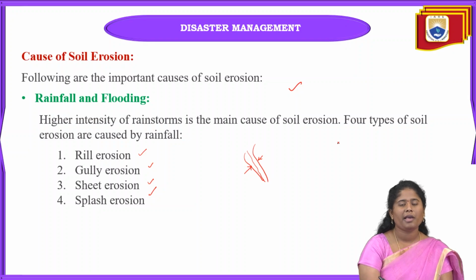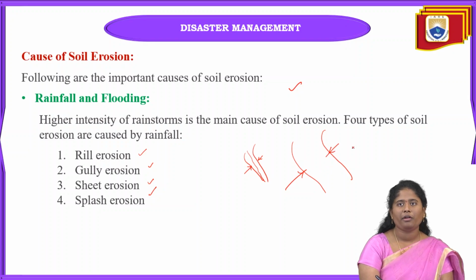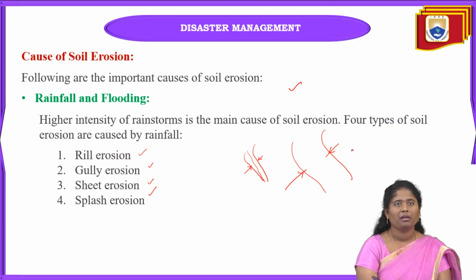Next one is gully erosion. Gully erosion is nothing but the flowing of soil within a vast area. And next one is sheet erosion. Sheet erosion is nothing but the top layer of the soil being damaged, mainly towards the agricultural field. And next one is splash erosion.